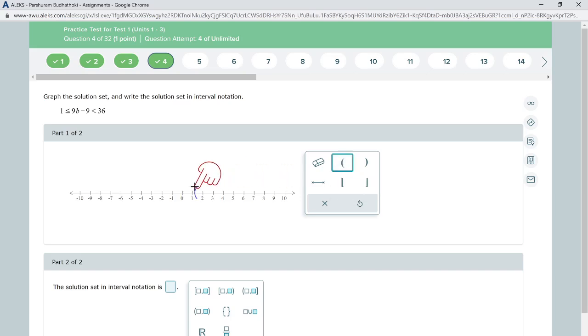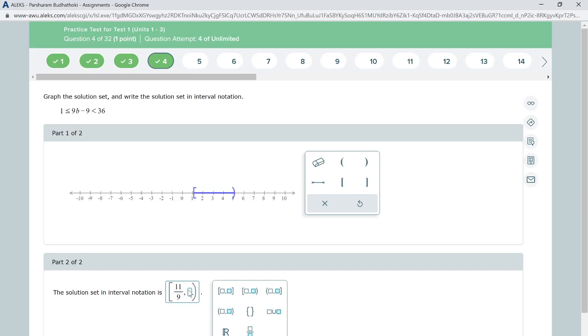So 10 over 9 means it's slightly greater than 1, and less than 5. Sorry, I have to use a bracket here, slightly greater than 1, and parenthesis at 5. I also have to use this interval from this point to this point here. Now I have to use the interval notation, which is bracket first, which is 10 over 9 and 5.